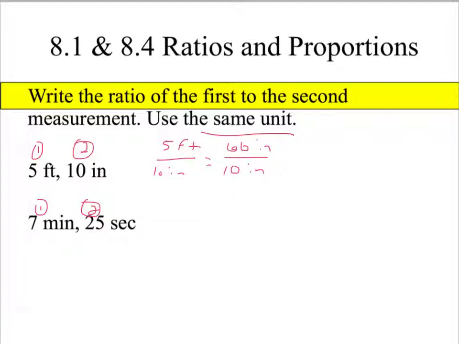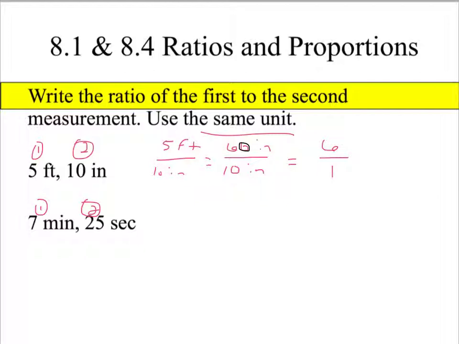The reason I changed my feet to inches is because if I try to change 10 inches into feet, that's going to be a decimal. I don't want to deal with a decimal and a fraction. No, that's ugly. So this is 60 inches to 10 inches. And when we simplify that down, it's going to be 6 to 1. I divided by 10. Next.